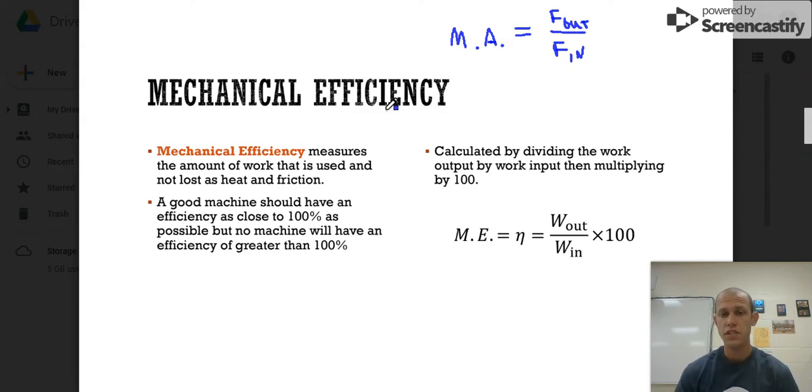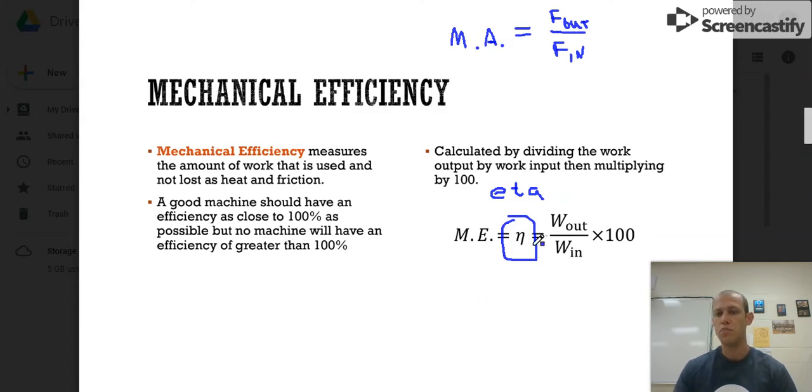So efficiency is calculated by dividing the work output by the work input, and then multiplying by 100. So with mechanical advantage, you divided the out by the in. Same thing here, the out by the in. But now we're not dealing with force, we're dealing with work. Sometimes you'll see mechanical efficiency or efficiency with this letter right here. That's a Greek letter. That is a lowercase eta, written out in English, ETA. Kind of looks like an N, but it's said eta.